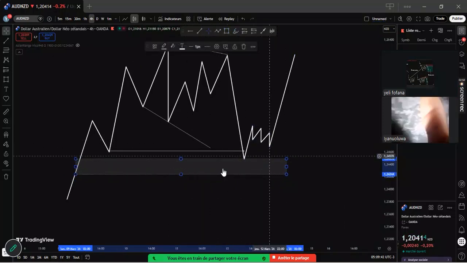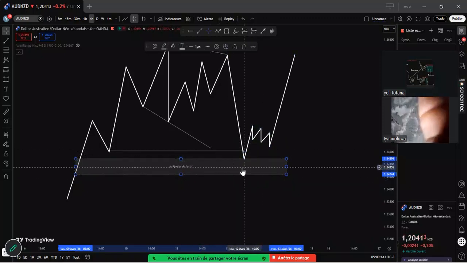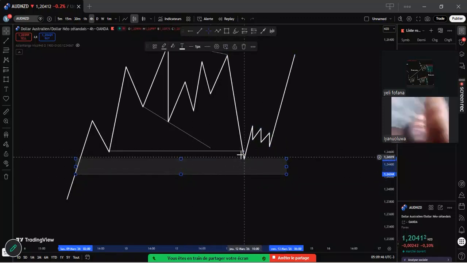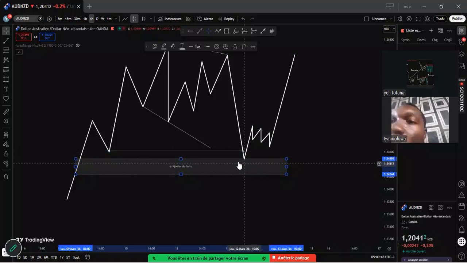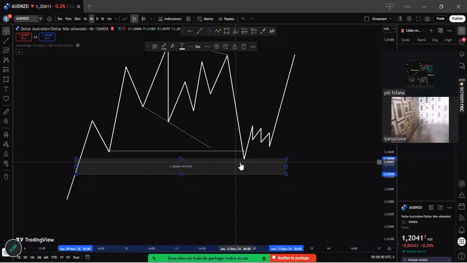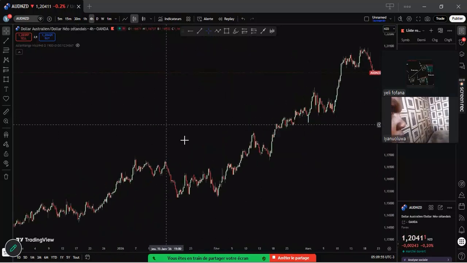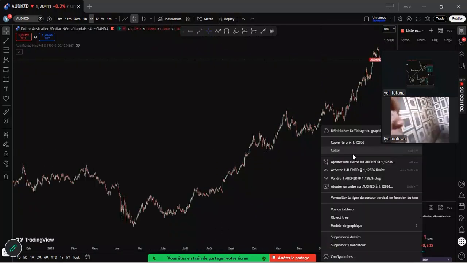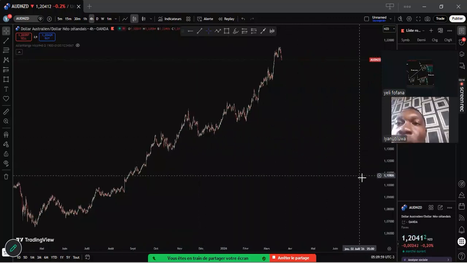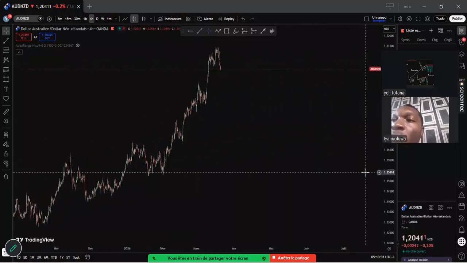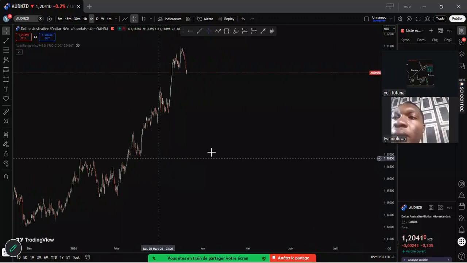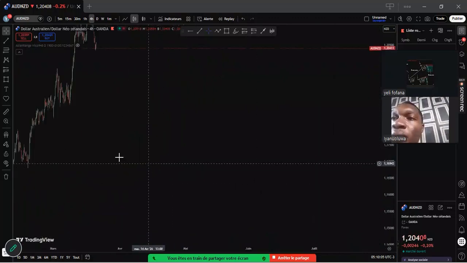We know that once price took this liquidity, we can take a low time frame entry at these kind of levels. So when we go to the chart, I'm gonna show you something, a very good example. I think it was around this level. Yeah, take this entry.